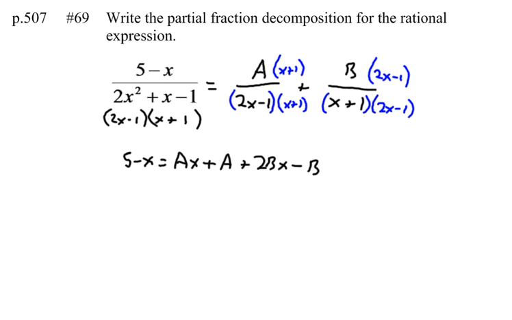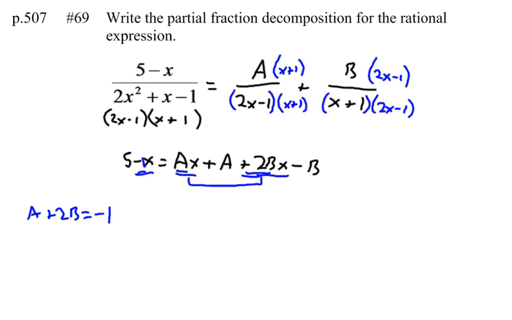Okay, now that we've done that, here's the tricky part. Let's look at just the x's. Over on the left-hand side of the equal sign, I have negative x. On the right-hand side, I have a times x plus 2b times x. So these two added together must be equal to this value, negative 1. So I can just look at the coefficients. I can say a plus 2b must be equal to negative 1. So let's write that. A plus 2b must be equal to negative 1.